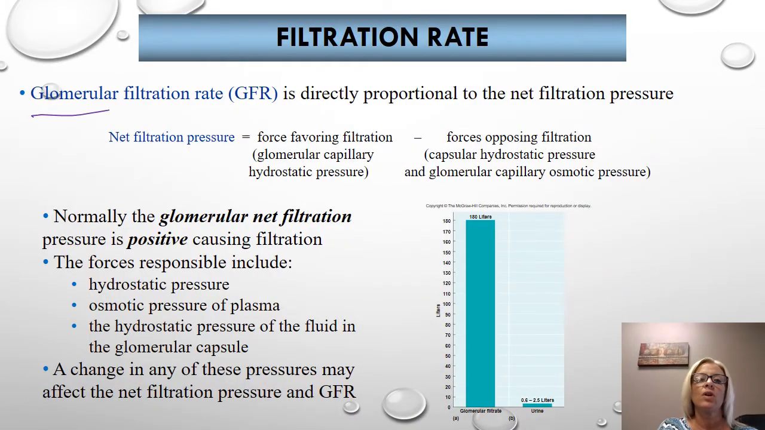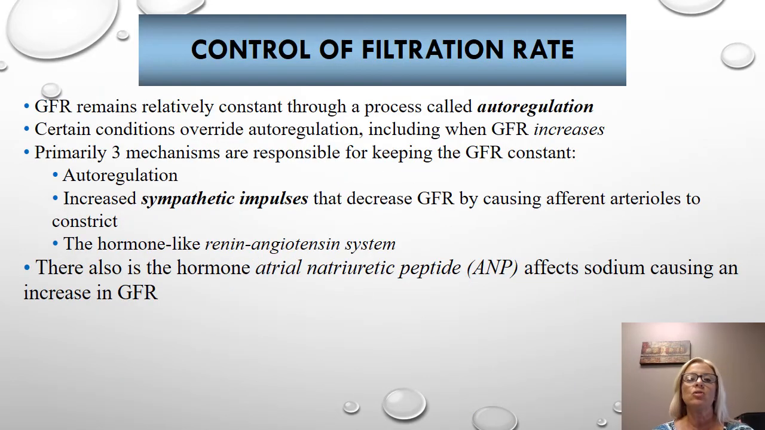The glomerular filtration rate here is going to be directly proportional to the net filtration pressure. So whatever affects glomerular hydrostatic pressure, colloid osmotic pressure, or hydrostatic pressure of the glomerular capsule will also affect filtration. The glomerular filtration rate, or GFR, is the most common index or measurement of kidney function. So a change in any of these pressures listed up here is also going to affect net filtration and the GFR. So how do we control this filtration rate?